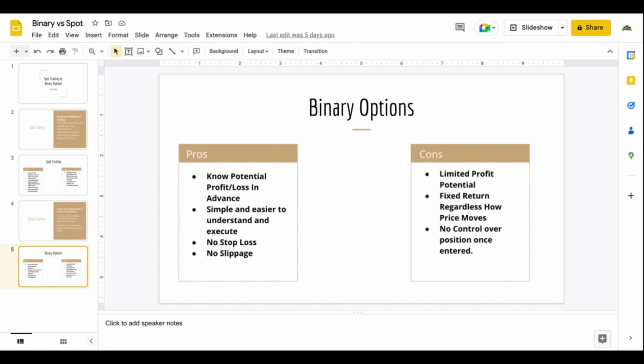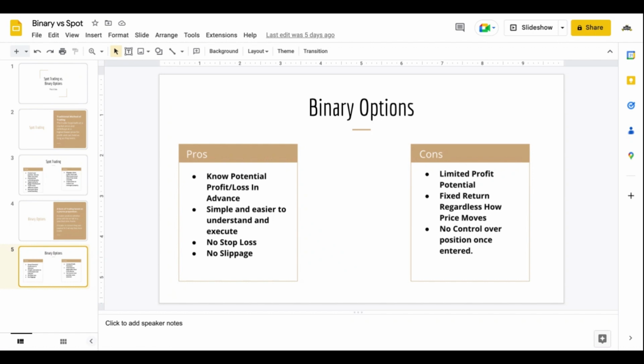The cons of binary options is limited profit potential. A lot of the binary option platforms don't offer more than a 1-to-1. Most of the time you get less than a 1-to-1, so you have to have a higher win percentage. So that's one of the cons of binary options, the low risk to reward on each trade.